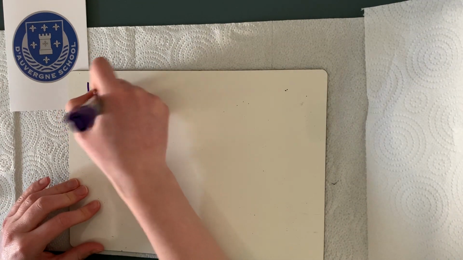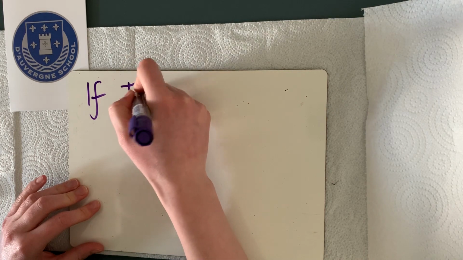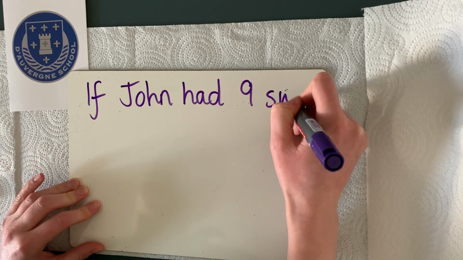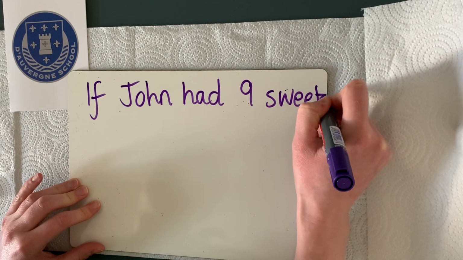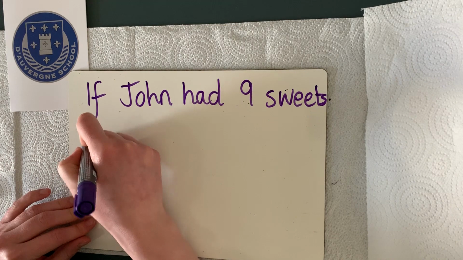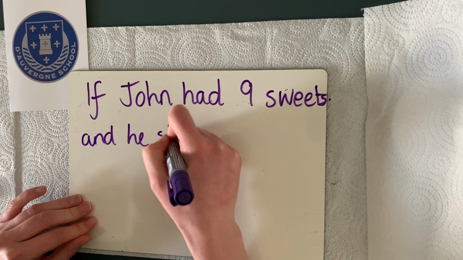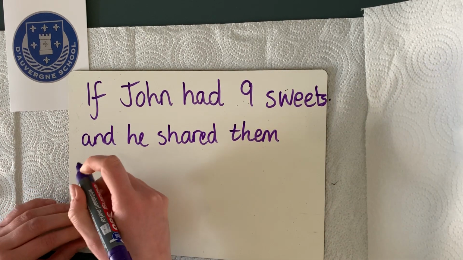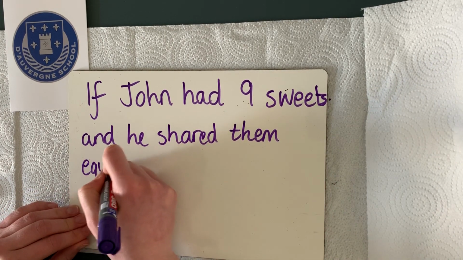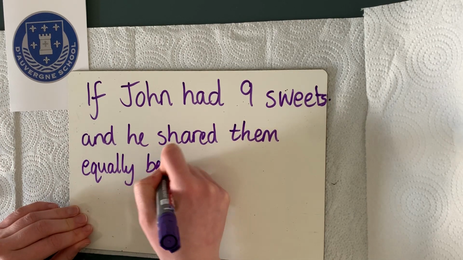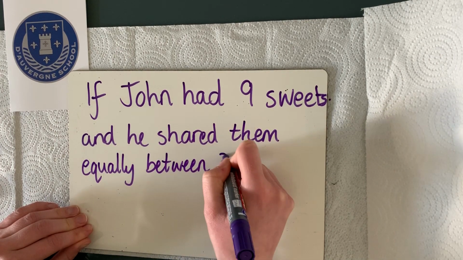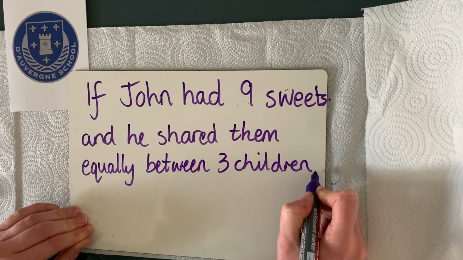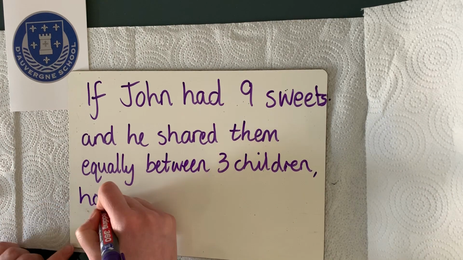Take this question as an example. If John had 9 sweets and he shared them equally between his 3 children, how many sweets would each child get?